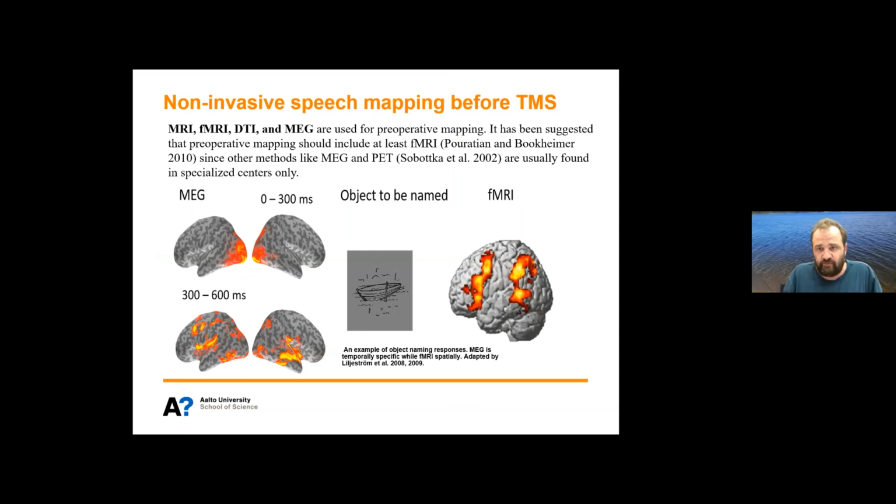However, a priori information can be very useful. So far it has been done with MEG first, fMRI later, and also DTI, diffusion tensor imaging, and of course the MRI can help. The MEG gives a very good temporal resolution. So if you have a speech paradigm and object naming, it will show at which time different areas are active.